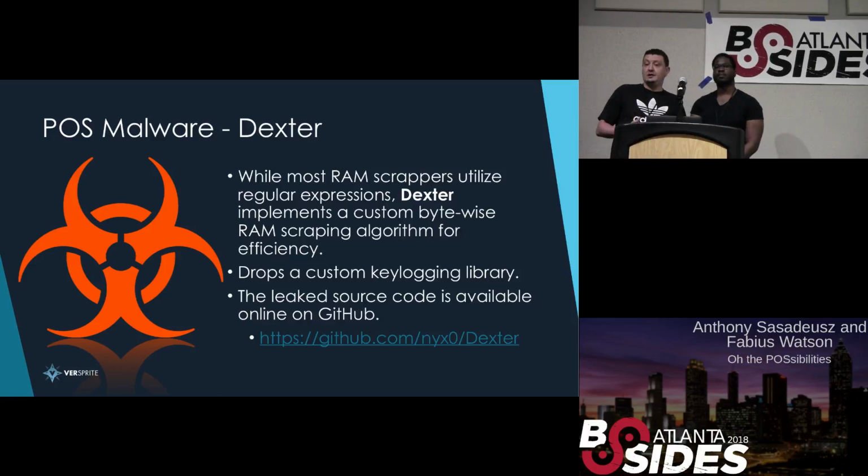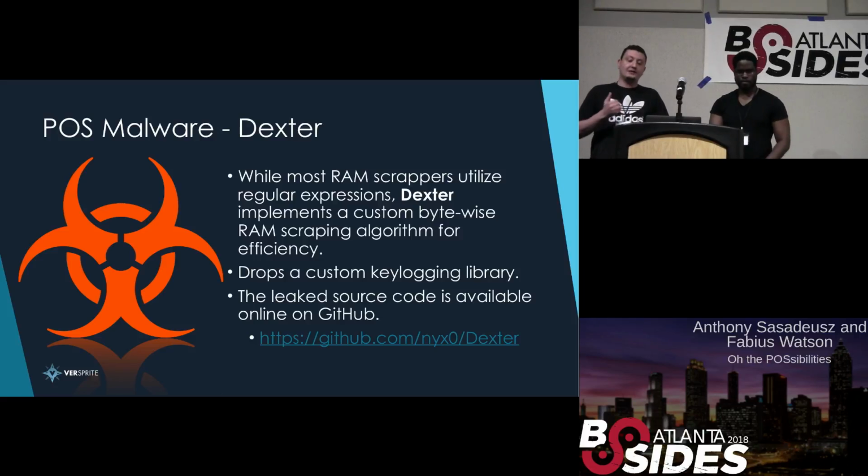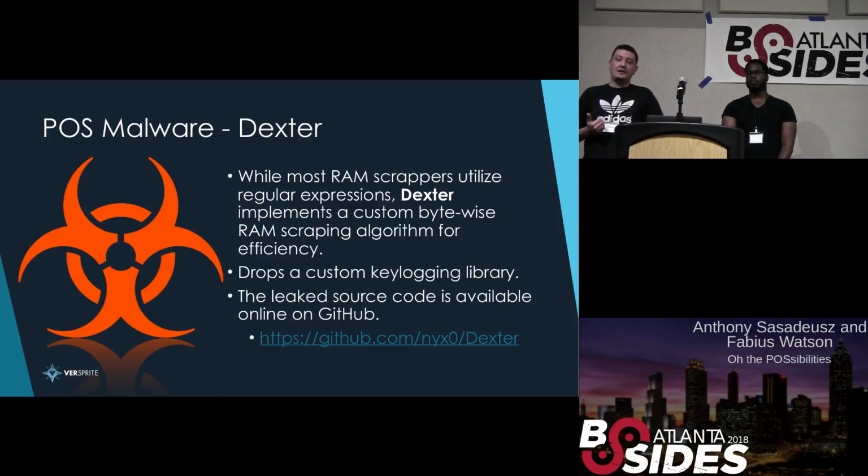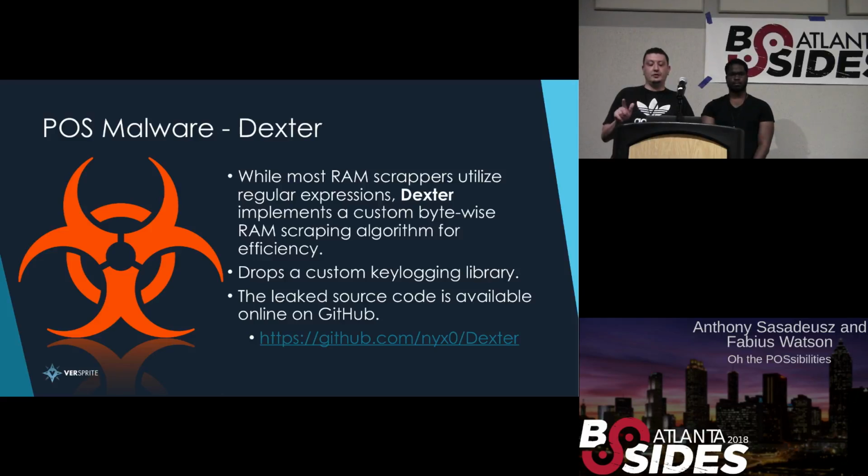Next, we'll discuss Dexter. What made Dexter unique compared to the other pieces of malware that we looked at is its RAM scraper actually utilized a byte-wise scraping algorithm, which made it more efficient. The other malware families used regular expressions. This also dropped a key logging library, which, if the data wasn't swiped, if it was just pressed in to a keypad, it would actually capture that too. The source was also leaked online, which newer variants of malware actually took and incorporated some of their capabilities.